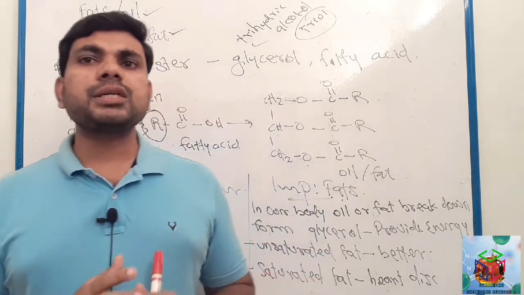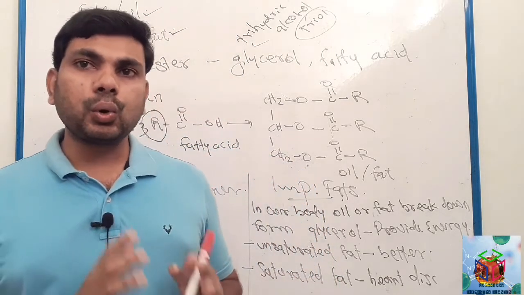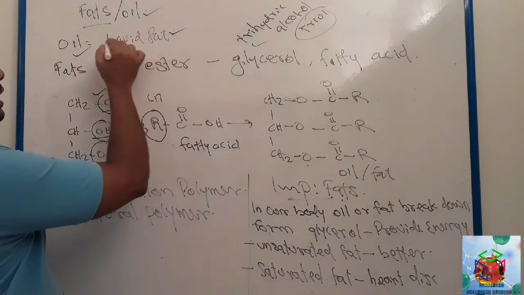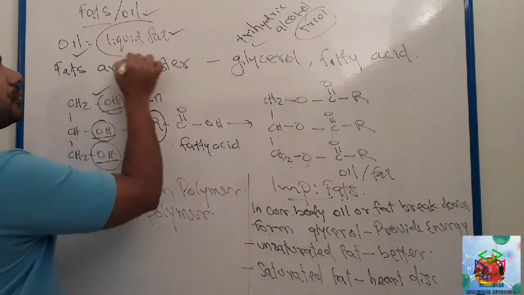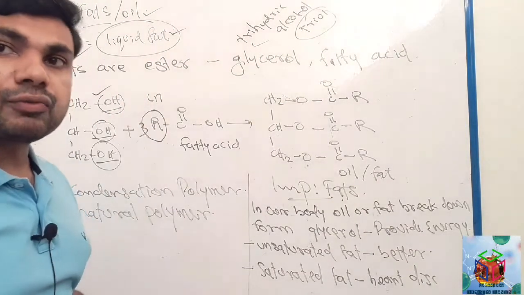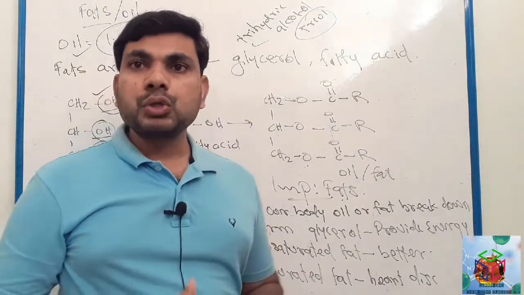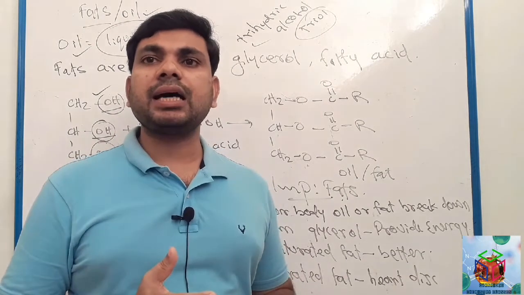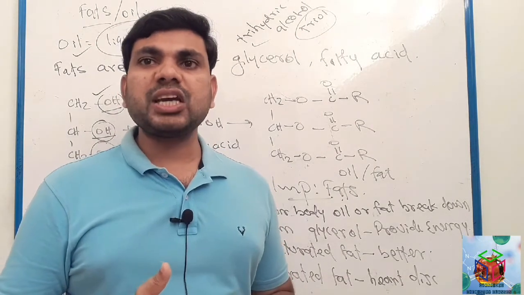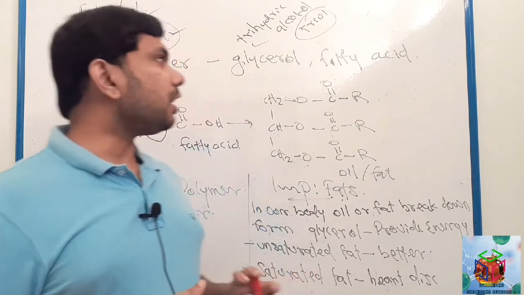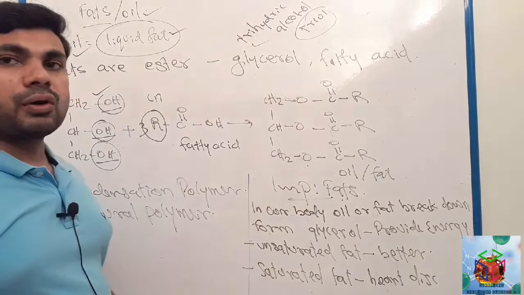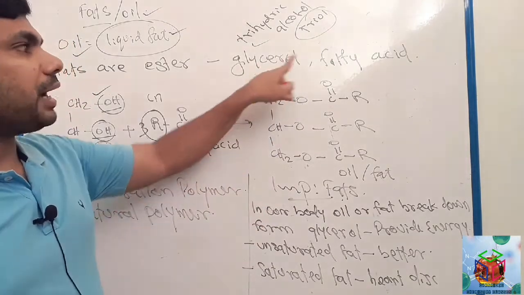The monomers of oil or fat. Look here, this is oil or fat. Actually, oil means liquid form of fat. So here, the monomers of oil or fat are fatty acid and glycerol. These are the monomers of oil or fat, glycerol and fatty acid.